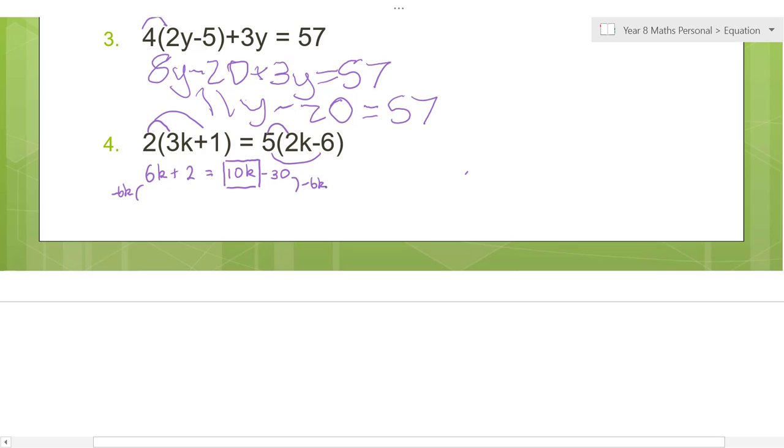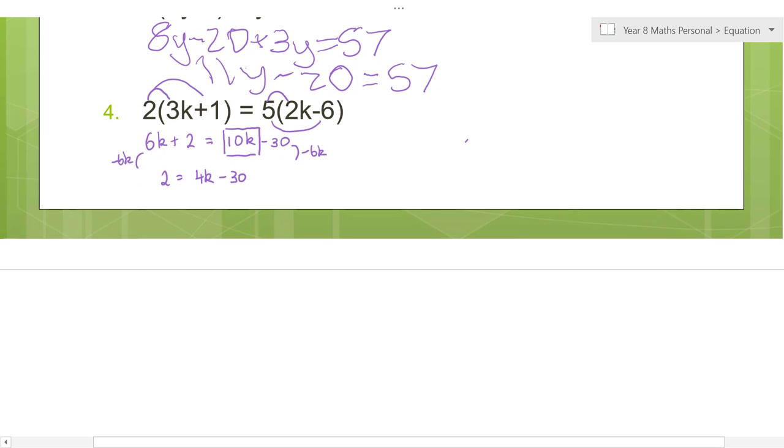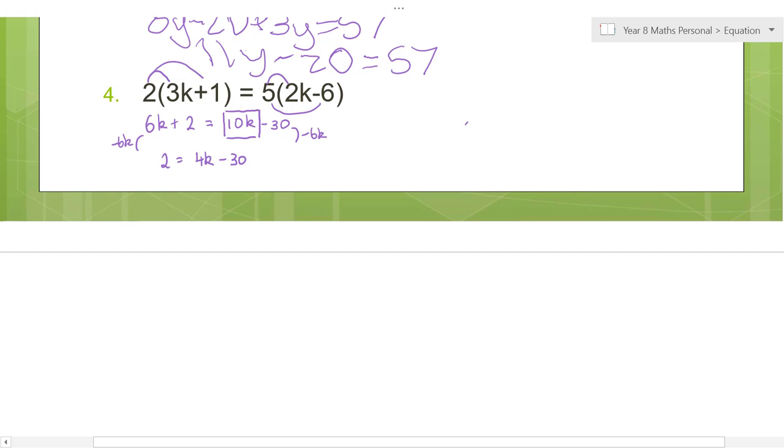Now, what that leaves us with on the left-hand side, that cancels out the 6k, so we're just going to have 2. And on the right-hand side, if I'm taking 6 from 10, we have 4k, and we have minus 30. Okay, so now what we need to do is we're solving for k. This is exactly what we're doing, these 2-step problems. So what are we going to do now, Ruby? So Ruby, thank you. We're going to plus 30 to both sides. Good. And that's going to leave us with 32 is equal to 4k.